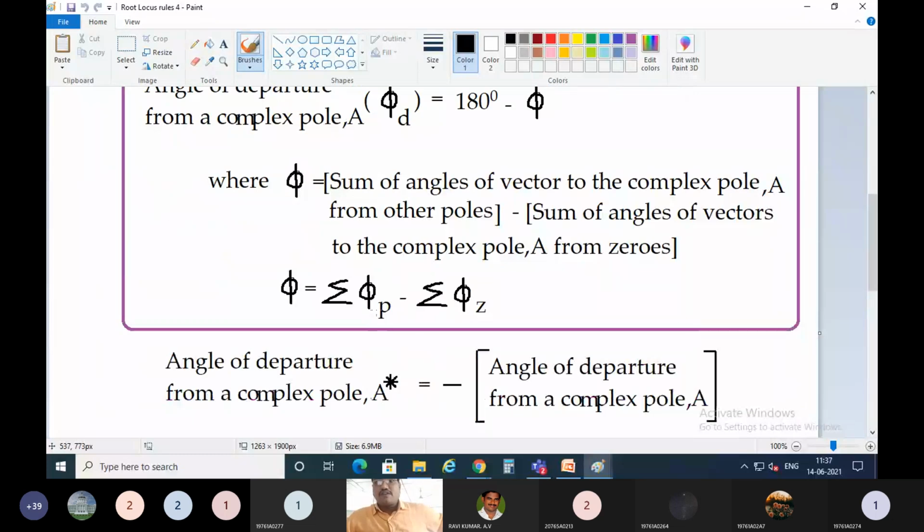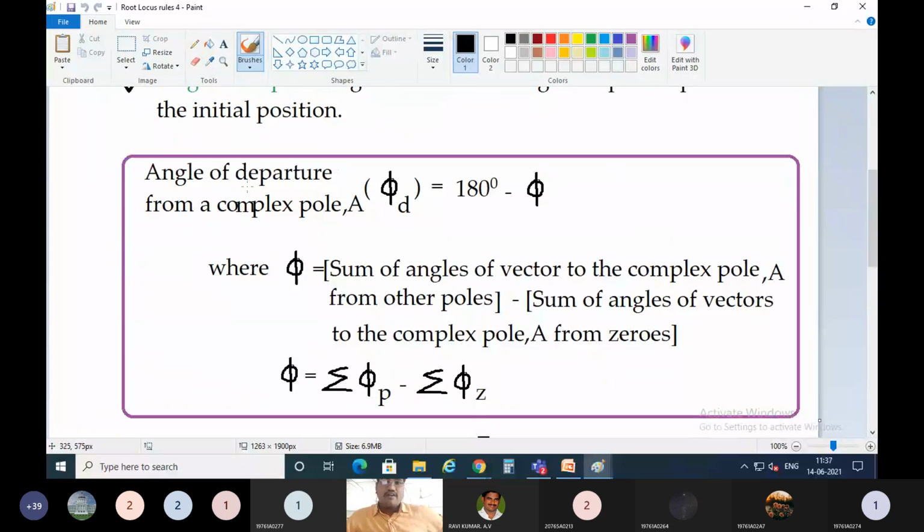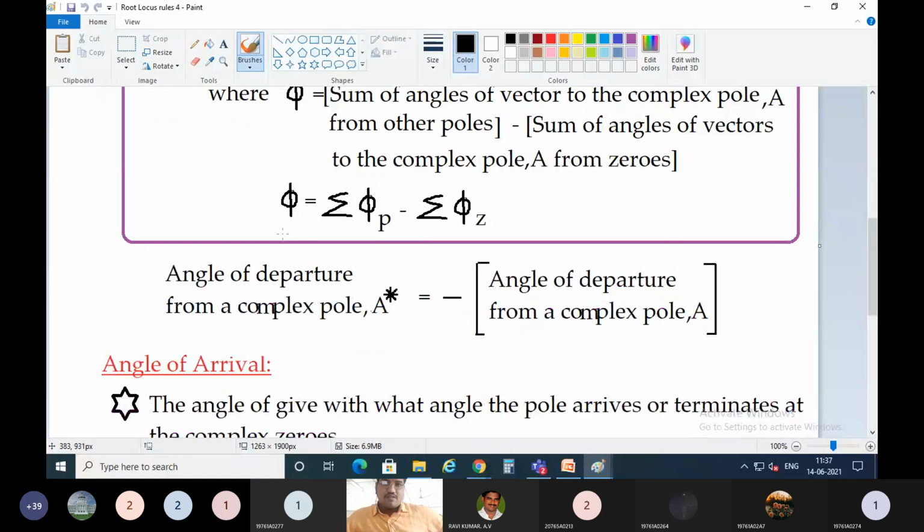Whatever angle of departure we calculated from a complex pole A, for the angle of departure from the complex pole A conjugate, that is minus the angle of departure from the complex pole A. So it is clear. Here it is the conjugate. The angle of departure from a complex pole A conjugate is equal to minus the angle of departure from the complex pole A, which we already calculated.